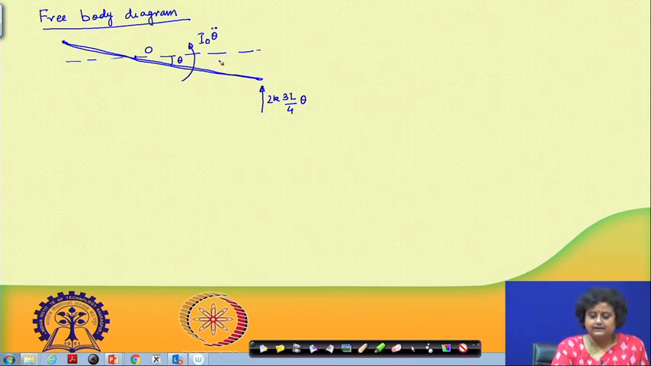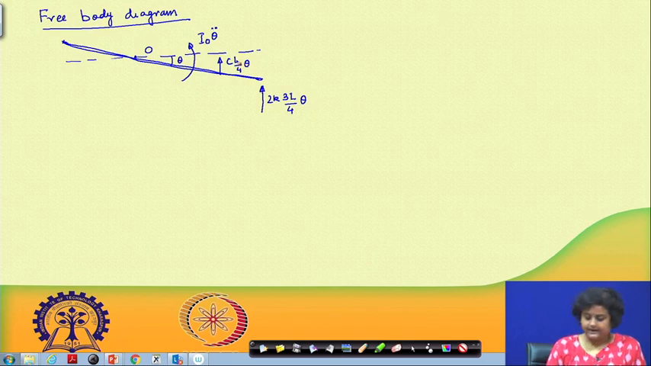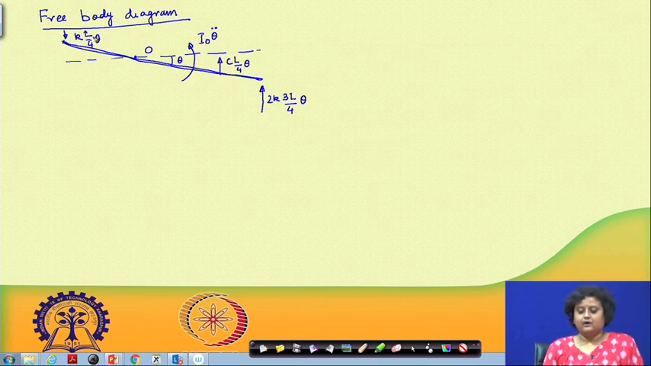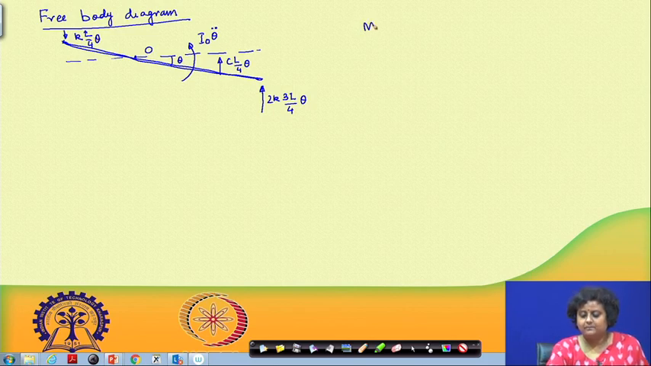Similarly, there is going to be a damping force in this direction, which is going to be C into L by 4 into theta dot. And there is also going to be another spring force from the other end, which is K into L by 4 into theta. Now, I write down the moment balance about O.